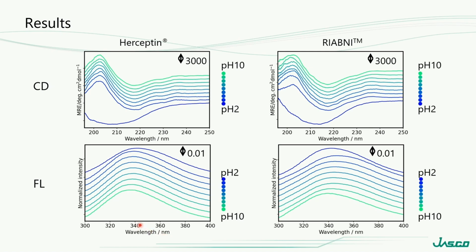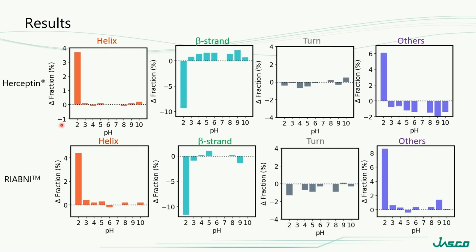Spectra of pH 2 to pH 10 are overlaid, and this kind of measurement takes a lot of time and effort manually. But all we have to do is to set the sample on HTCD Plus and just leave it overnight. From the CD spectrum, we evaluate the secondary structure changes by pH. The vertical axis shows a delta fraction. That means the difference from the fraction of pH 7.